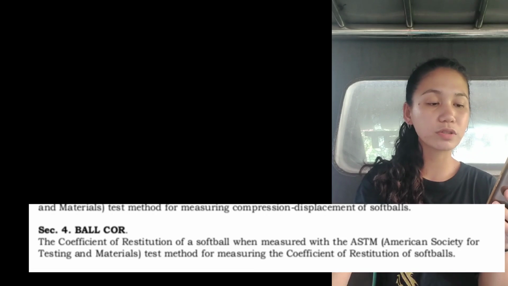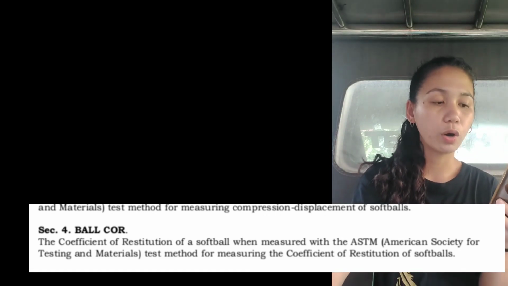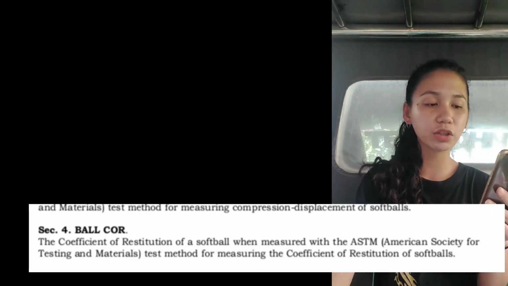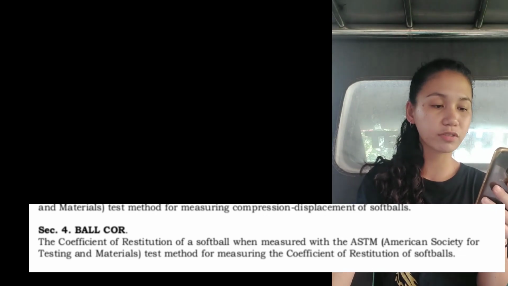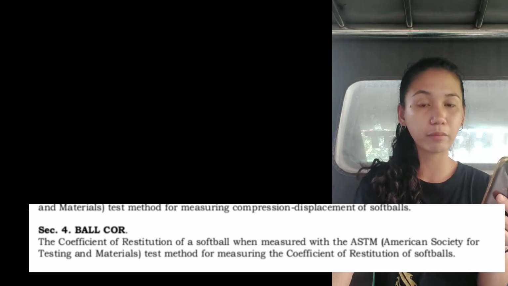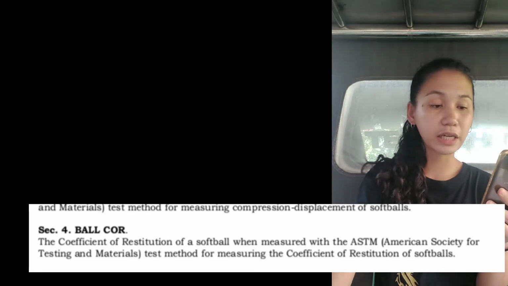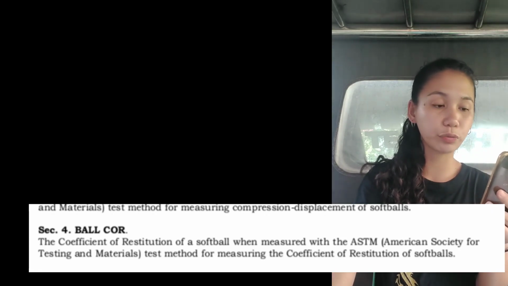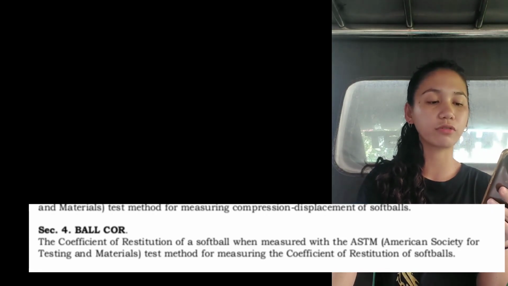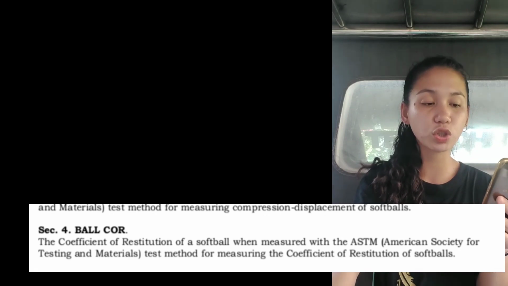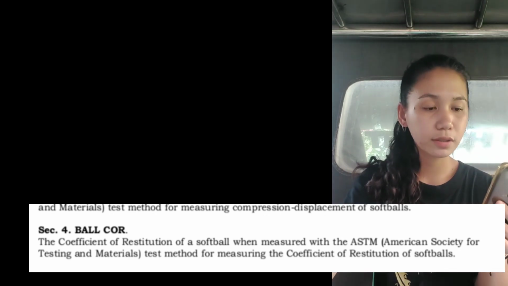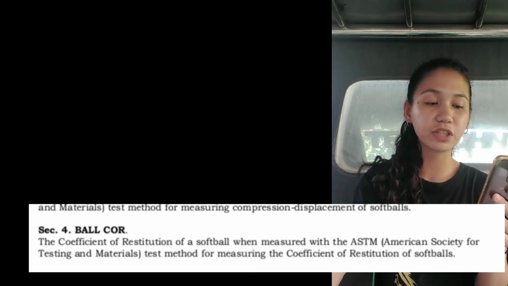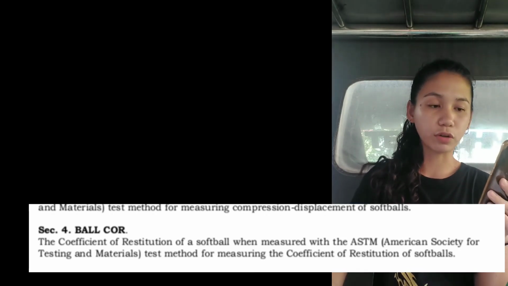So, let's move on to section 4. Rule number 1, section 4, ball core, or the coefficient of restitution of a softball when measured with the ASTM, or the American Society for Testing and Materials. So, that is the test method for measuring the coefficient of restitution of softballs. So that is section 4, ball core, or the coefficient of restitution for softball.